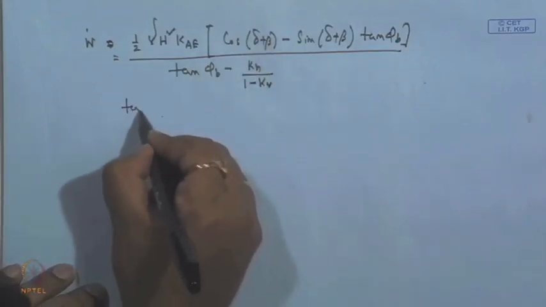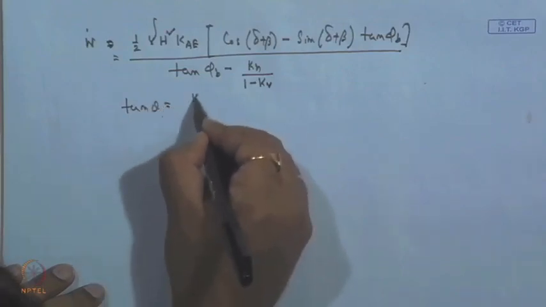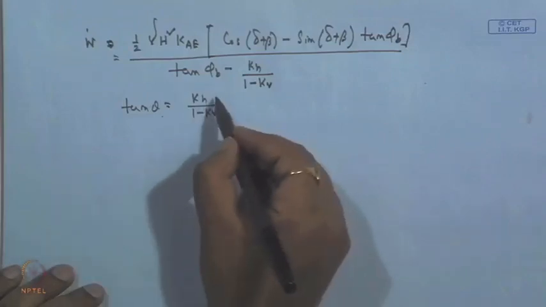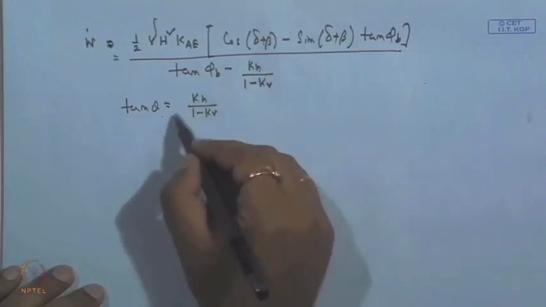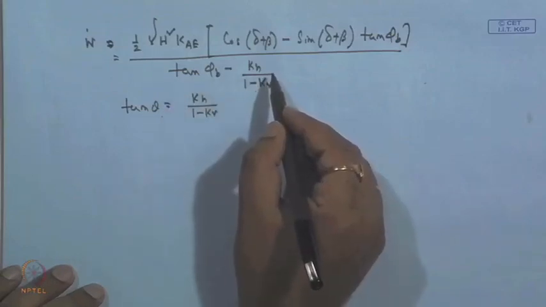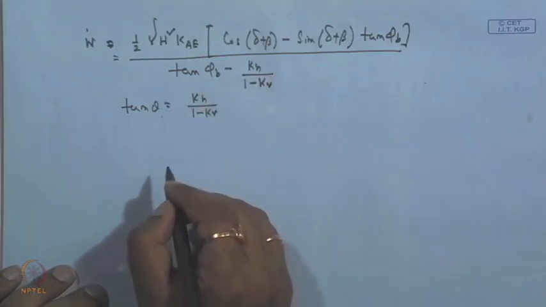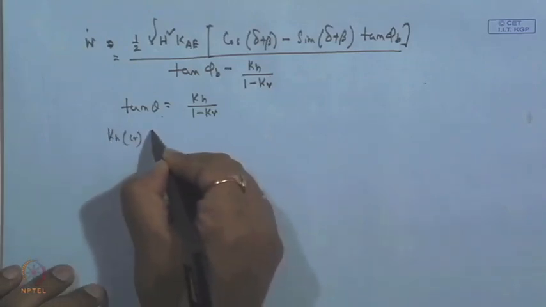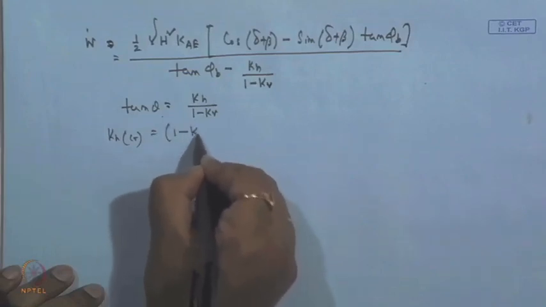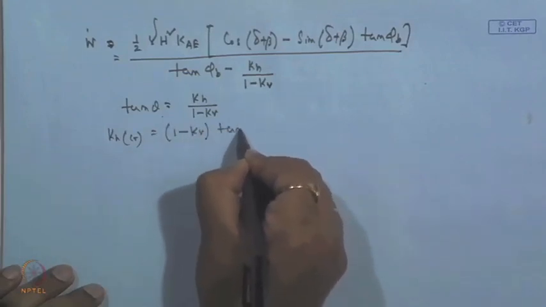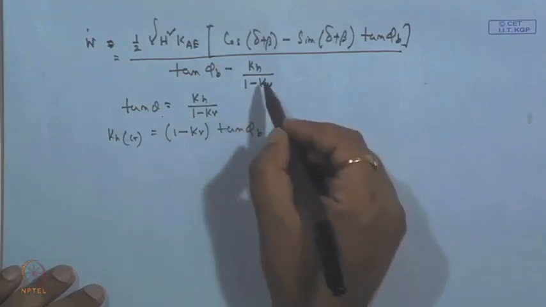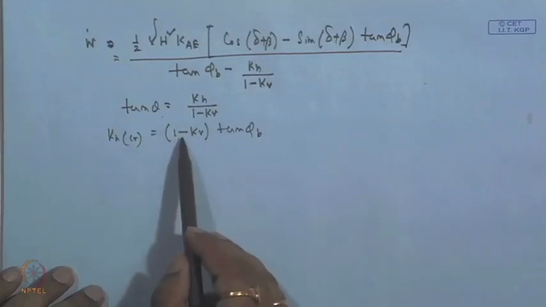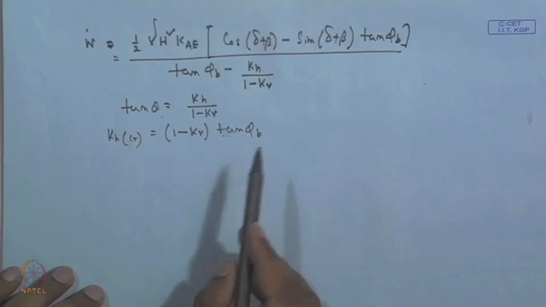Now, we know that tan theta is equal to K_h over (1 minus K_v). So, we can replace this K_h over (1 minus K_v) by tan theta. So, now, for the K_h critical, that value we know, from this expression also we will get that critical value of K_h will be (1 minus K_v) into tan phi_b.